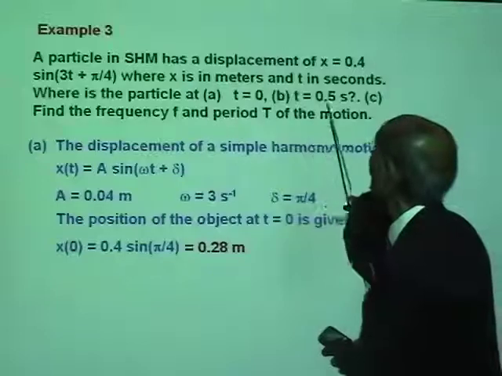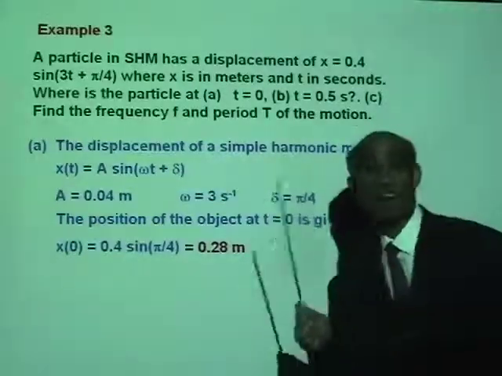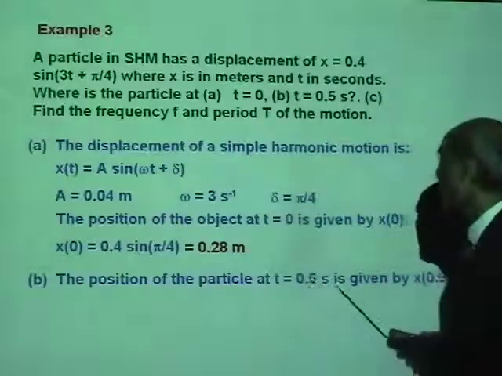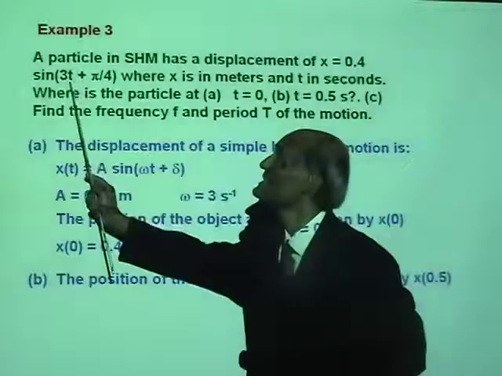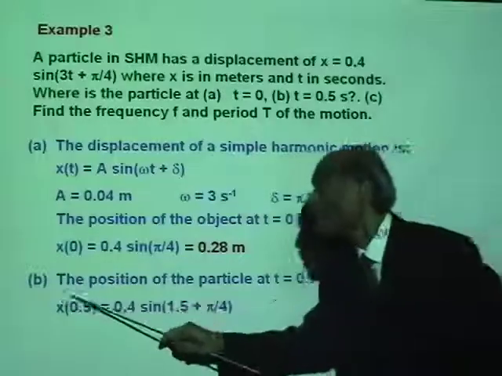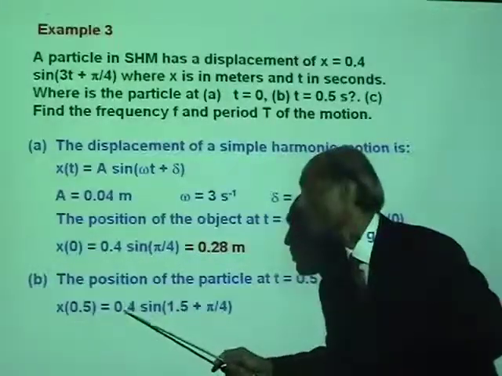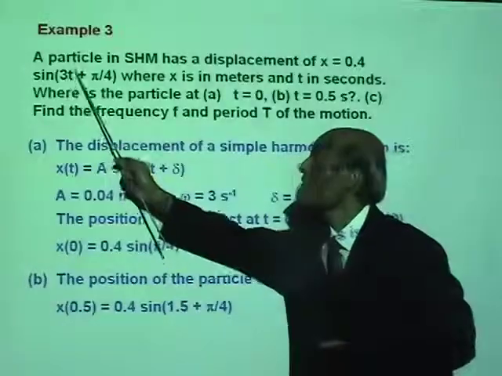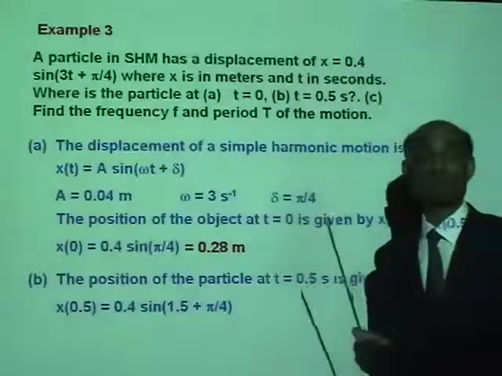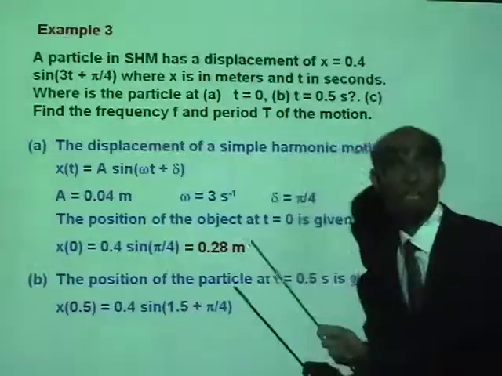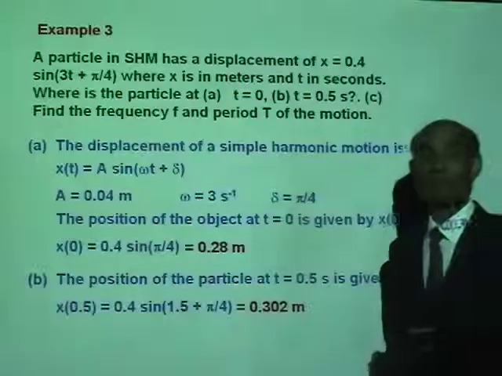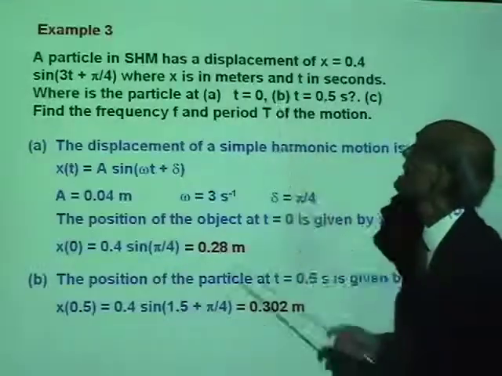Alright. Where is the object at t equal to 0.5 seconds? The position of the particle at t equal to 0.5, what we need to do is set t equal to 0.5. So that will be x of 0.5 equal to 0.4 sine(3 times 0.5 is 1.5, plus pi by 4). Again, put that in your calculator. It'll give you 0.302 meter. Alright, we have done A and B.